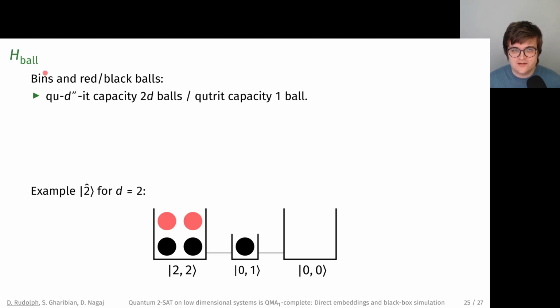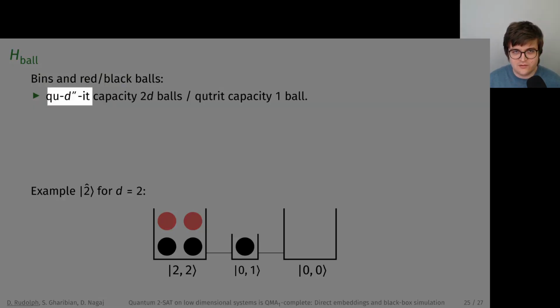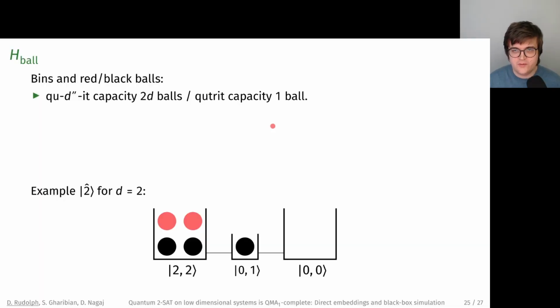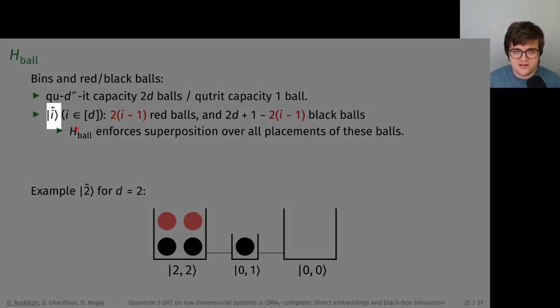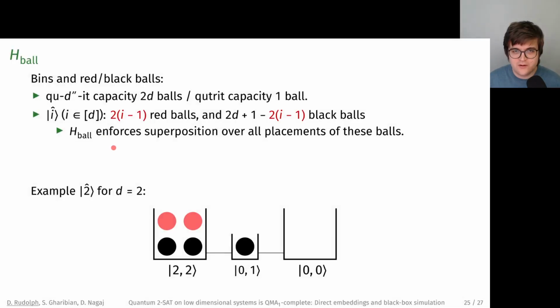And so let me sketch how this thing works. So the idea is we have some H ball, which logically works in sort of a balls and bins type game. And so the bins contain red and black balls, and each qudit-prime-it is a bin of capacity 2D balls. A qutrit has a capacity of 1 ball. A logical state i is then represented by some red balls and some black balls. And the Hamiltonian H ball just enforces a superposition over all placements of these balls. So the logical state is then sort of the superposition of all configurations.